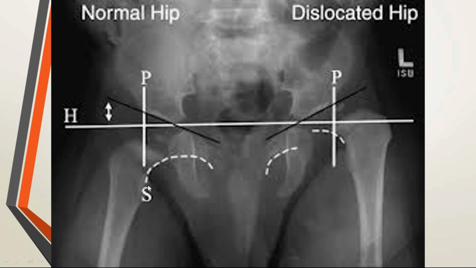The other one is Shenton's line. Shenton's line is the line continuous from the inner border of the femoral head, neck, and the outer rim of the acetabulum. If this line is broken, you can say that there is something wrong with the femoral neck or head. In DDH, you can see Shenton's line is broken. This is the Shenton's line. This is broken. And the femoral head is in the upper and outer quadrant of the lines bisecting this Perkin's and Hilgenreiner's line.